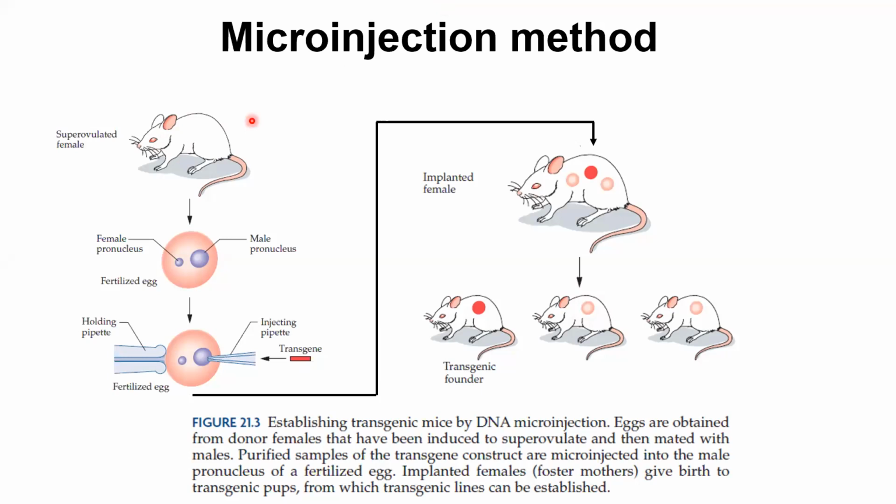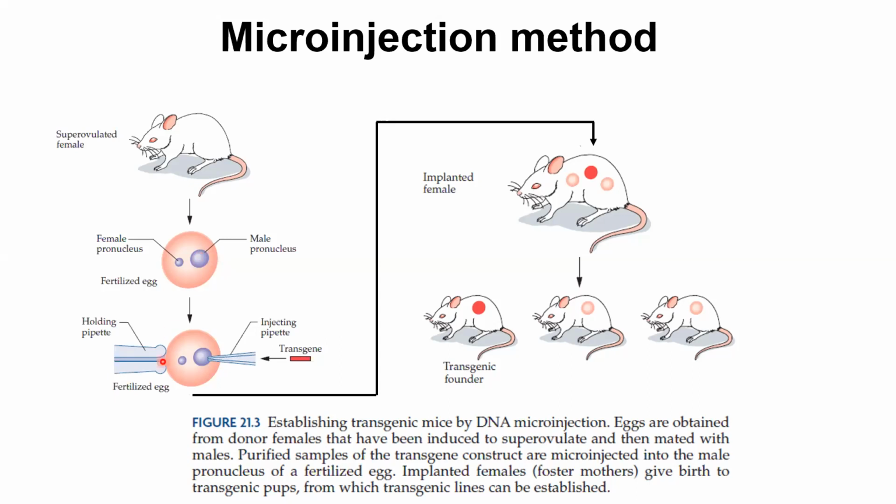We harvest the embryos, and then in this fertilized egg there is going to be a female pronucleus and a male pronucleus. You know that the female pronucleus does not contain much DNA. Well, it contains DNA, but the major part of the DNA, the haploid DNA, is coming from the male.